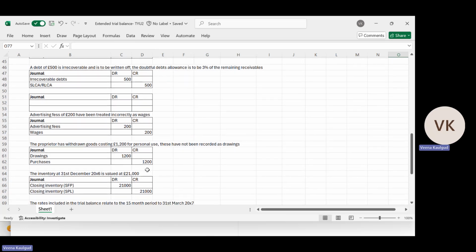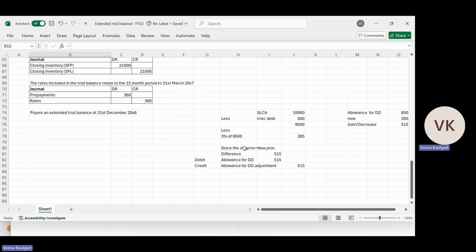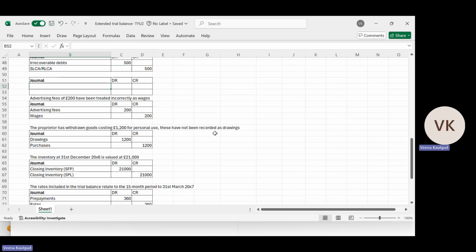Now we are going to just write this journal here, whatever we just said. So what account is going to be debited? Allowance for doubtful debts is going to be debited. So let me write that. Allowance for doubtful debt is a debit of 515, and allowance for doubtful debts adjustment. This time there is a gain, guys, so we are going to record it as a credit. Always remember, if the provision goes up, it's a loss. If a provision goes down, it's a gain. All right, always remember that. So this is the adjustment.